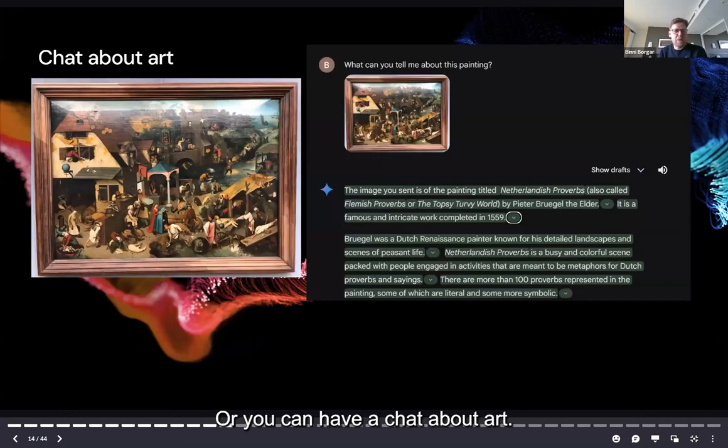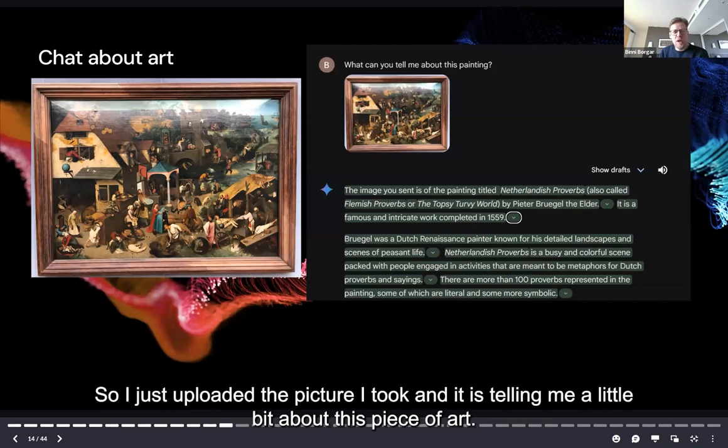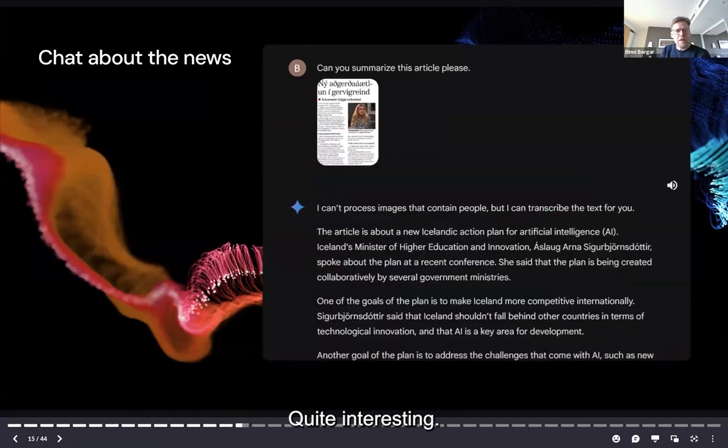Or you can have a chat about art. Here I had a picture of this piece of art, I think it's hanging actually here in Berlin. So I just uploaded the picture I took, and it is telling me a little bit about this piece of art. Quite interesting.